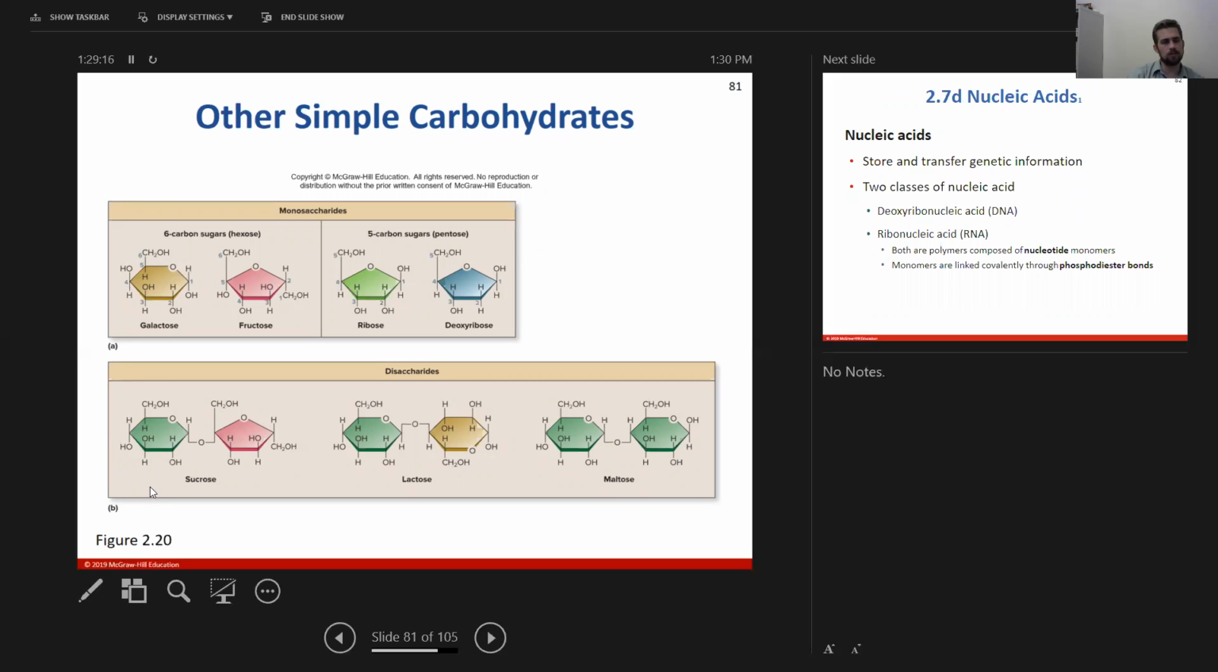So here's a couple more. Oh, just pictures: sucrose, lactose, maltose. Note that they're very similar. Lactose and maltose are almost identical, except that the bond is slightly different. So these are isomers of one another.